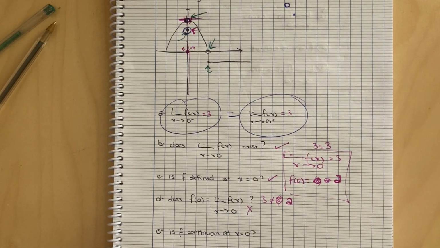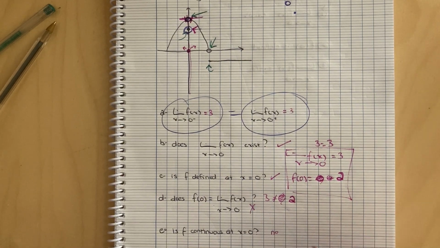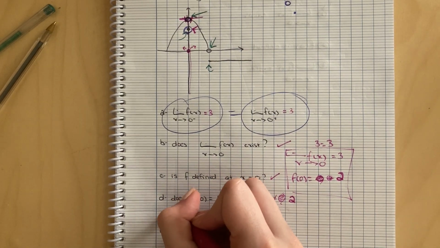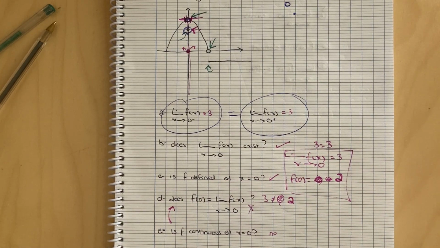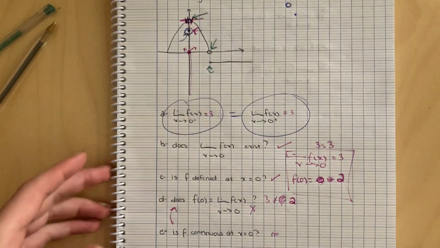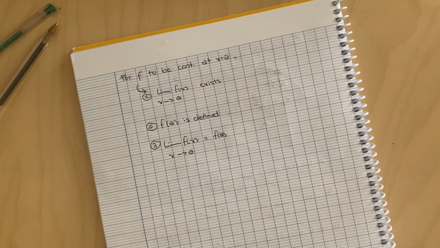Now, is f continuous at x equals 0? No. And why? Because this is not true. F of 0 does not equal the limit of f of x as x tends towards 0. Now, okay, so based on this, what is continuity?